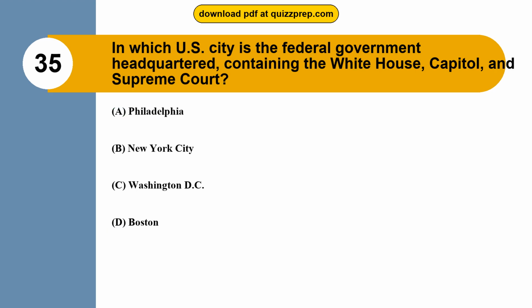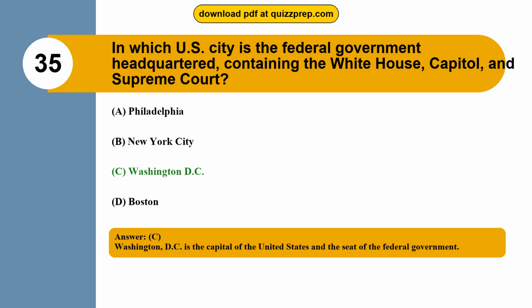Question 35. In which U.S. city is the federal government headquartered, containing the White House, Capitol, and Supreme Court? Option A, Philadelphia. Option B, New York City. Option C, Washington, D.C. Option D, Boston. The correct answer is option C, Washington, D.C. Washington, D.C. is the capital of the United States and the seat of the federal government.